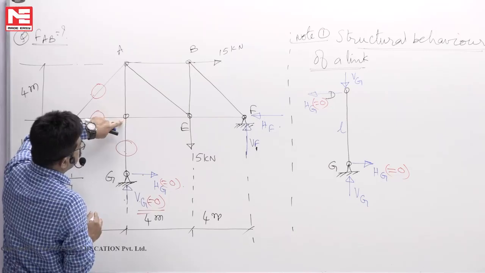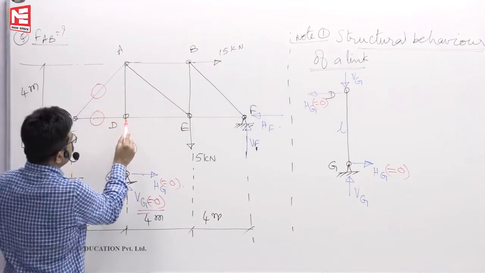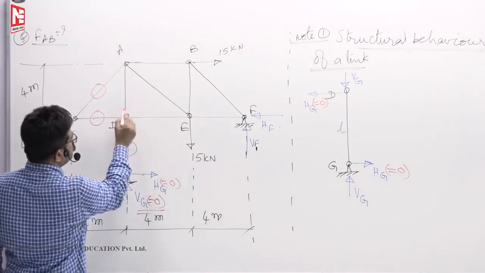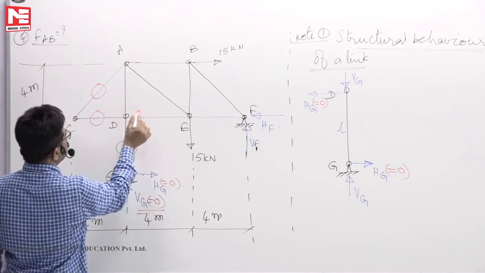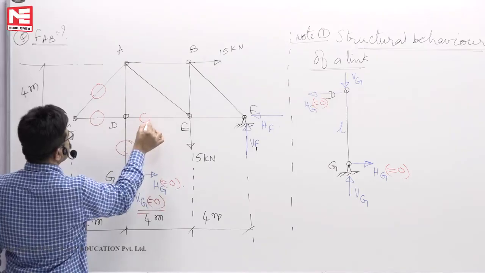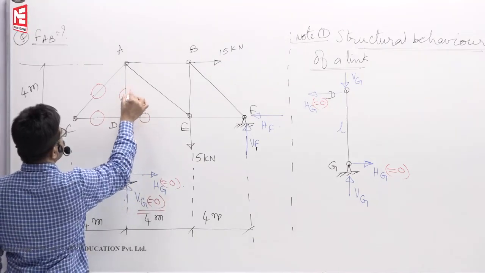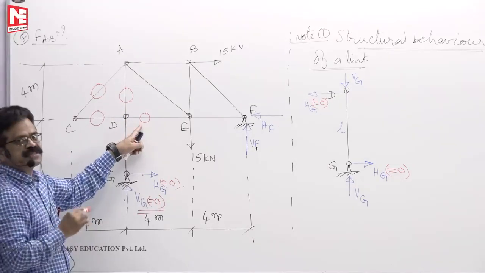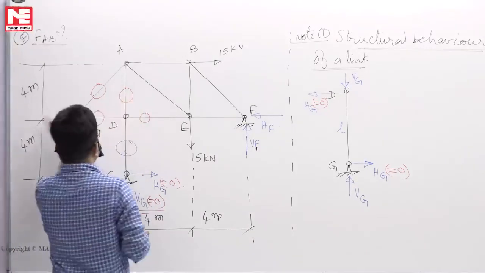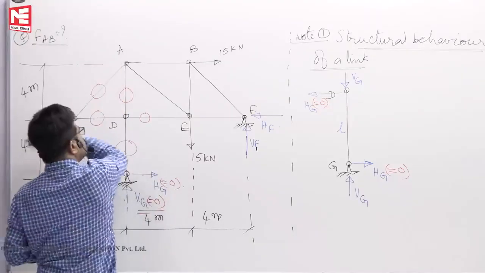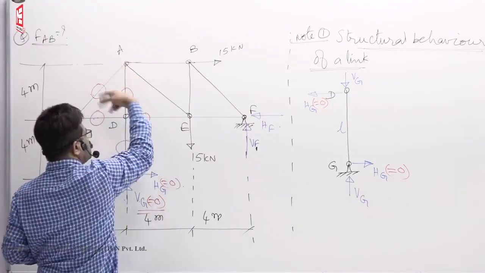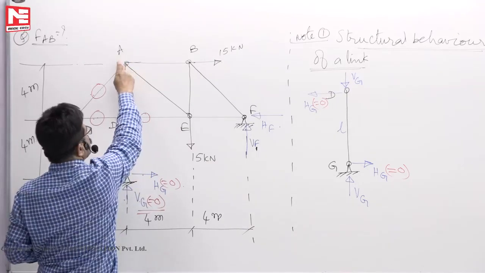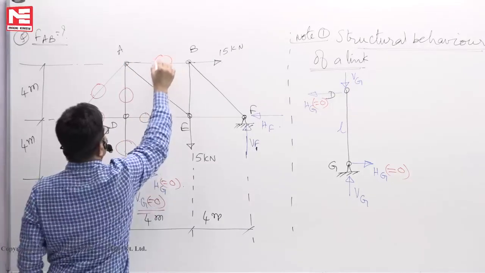Now come to D. At D now, how many members are there? Only 2 members are meeting. So these 2 members have to be 0. This is 0, this is 0, because at D, 2 non-collinear members, no external load. Throw it out. Now cut it, remove it off. Now go to A. 2 members are meeting at A, no external load. So forces in both members are 0.